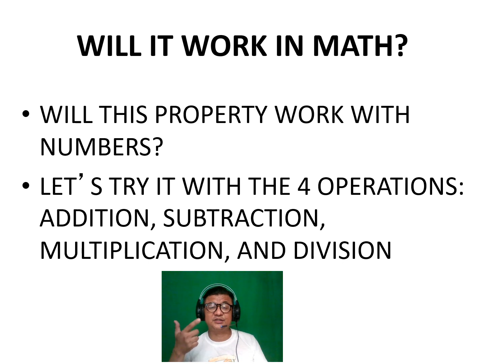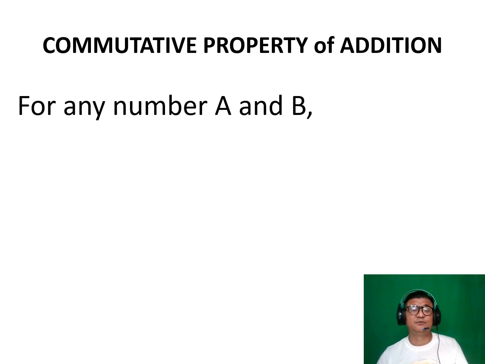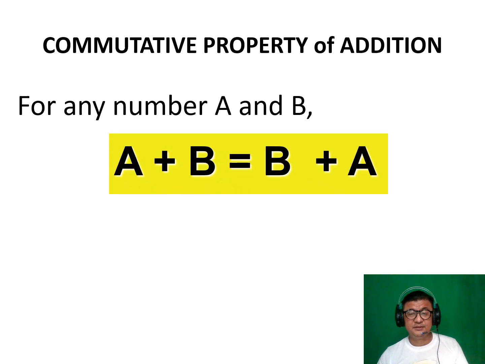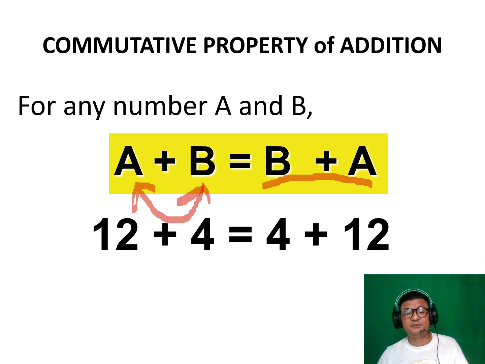With addition, subtraction, multiplication, and division, we will test it out first. Let's start with whether commutative property works for addition. Now, for any numbers a plus b, if you reverse that, that will be b plus a, right? What do we mean by that? You simply reverse the position of a and b, okay? And that becomes b plus a. Will the answer be the same? Because it means equal.